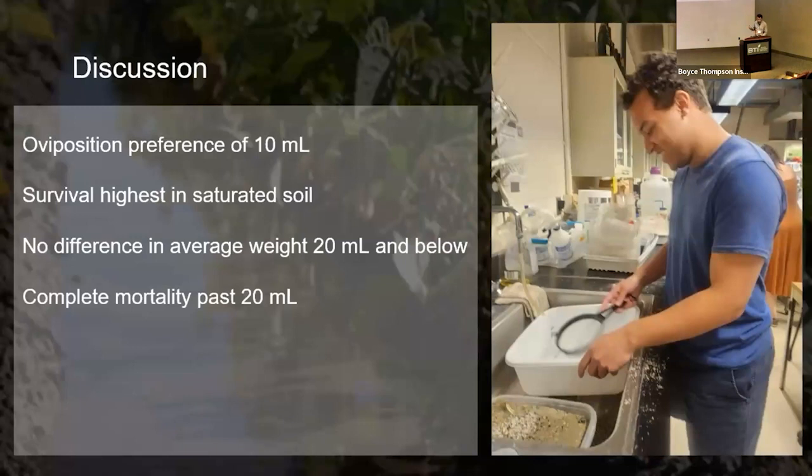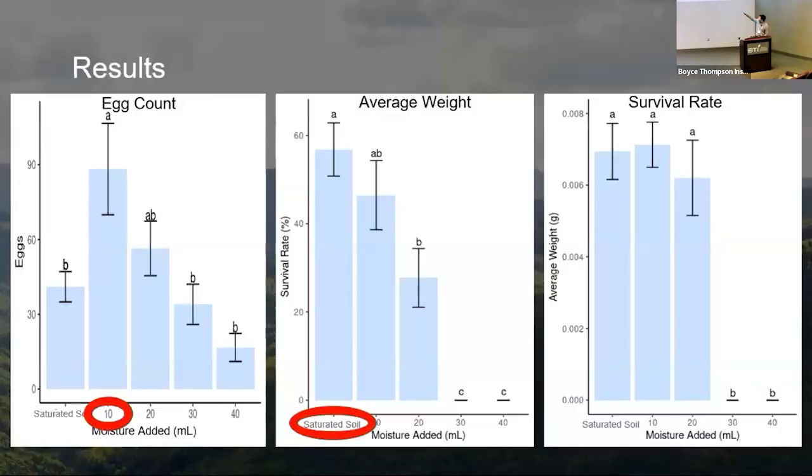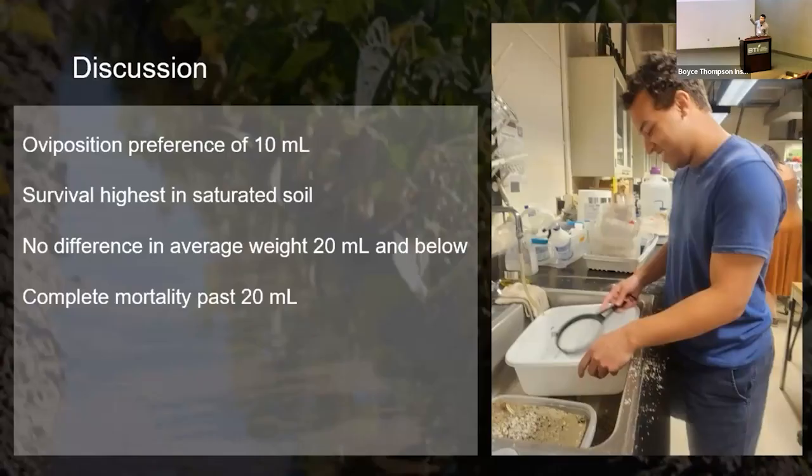So as I mentioned, there's a strong position preference of 10 milliliters. The survival rate was highest in the saturated soil. And you might not have noticed it on the past slide, but there was complete mortality past 20 milliliters. Nothing survived in the 30 or 40 milliliter sample.